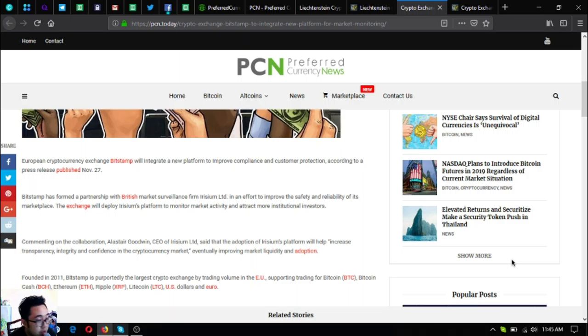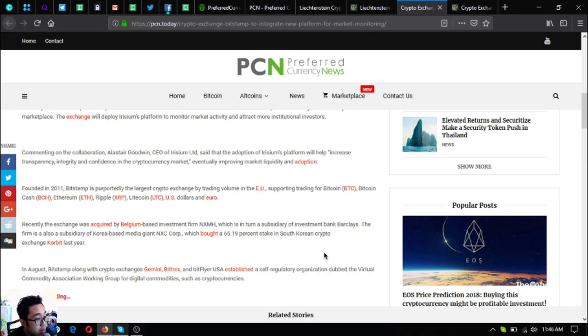release published November 27. Bitstamp has formed a partnership with British market surveillance firm Eurisham Ltd in an effort to improve the safety and reliability of its marketplace. The exchange will deploy Eurisham's platform to monitor market activity and attract more institutional investors. Commenting on the collaboration, Alistair Goodwin, CEO of Eurisham Ltd, said that the adoption of the platform will help increase transparency, integrity, and confidence in the cryptocurrency market, eventually improving market liquidity and adoption.